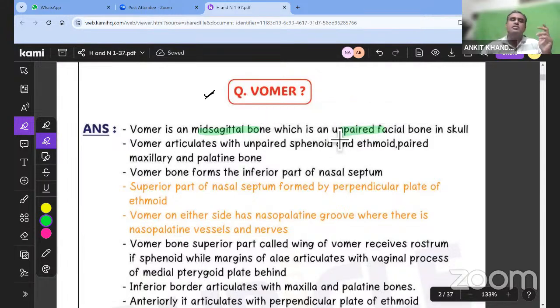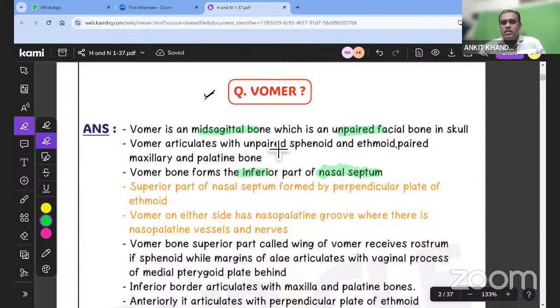So if I ask you a common sense or logical question: as the vomer bone is unpaired, that is, at the center, will it form a part of the nasal septum or of the lateral wall of the nose? Obviously, it is in the center, so it forms a part of the nasal septum, the inferior part of the nasal septum. Do remember it. Above we have the perpendicular plate of the ethmoid, and below we have the vomer bone, right?